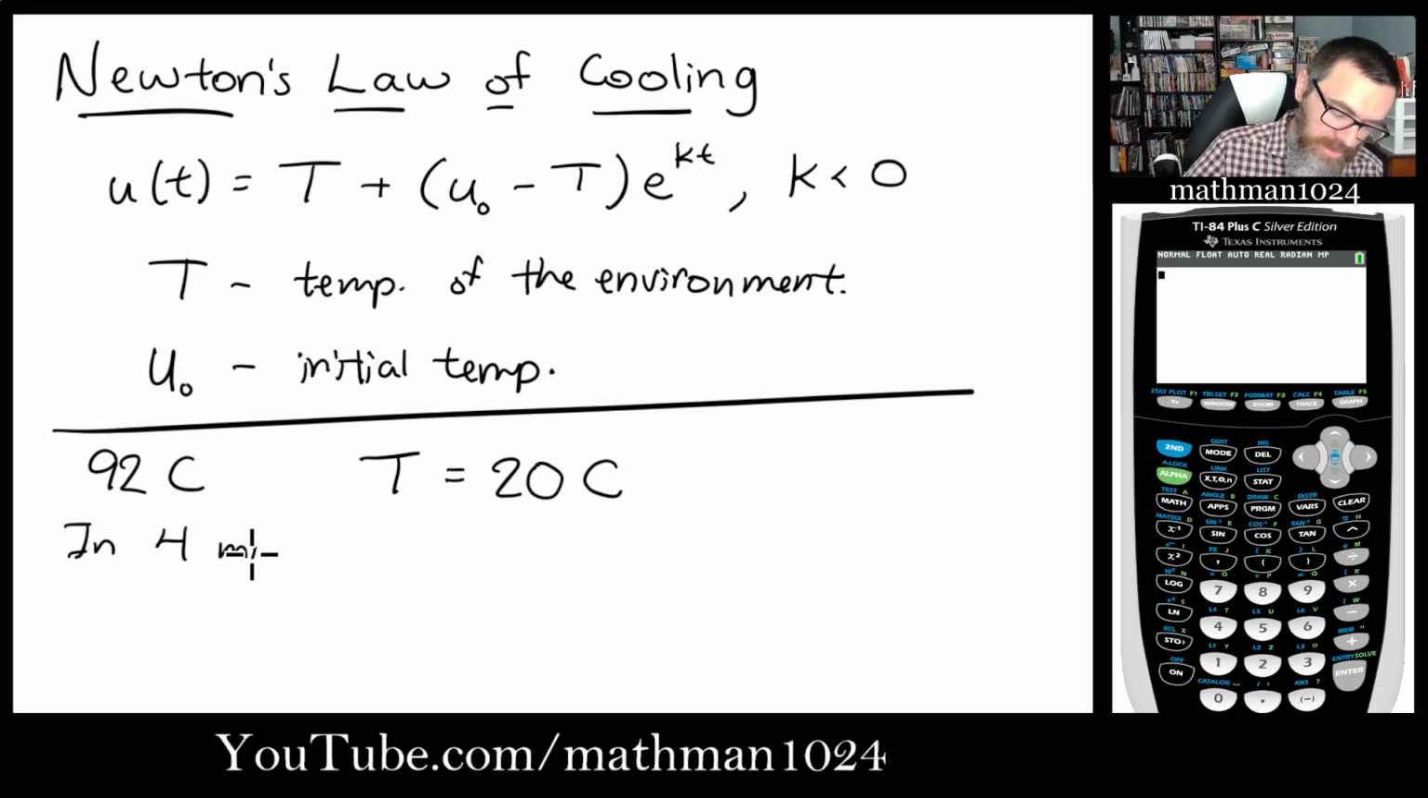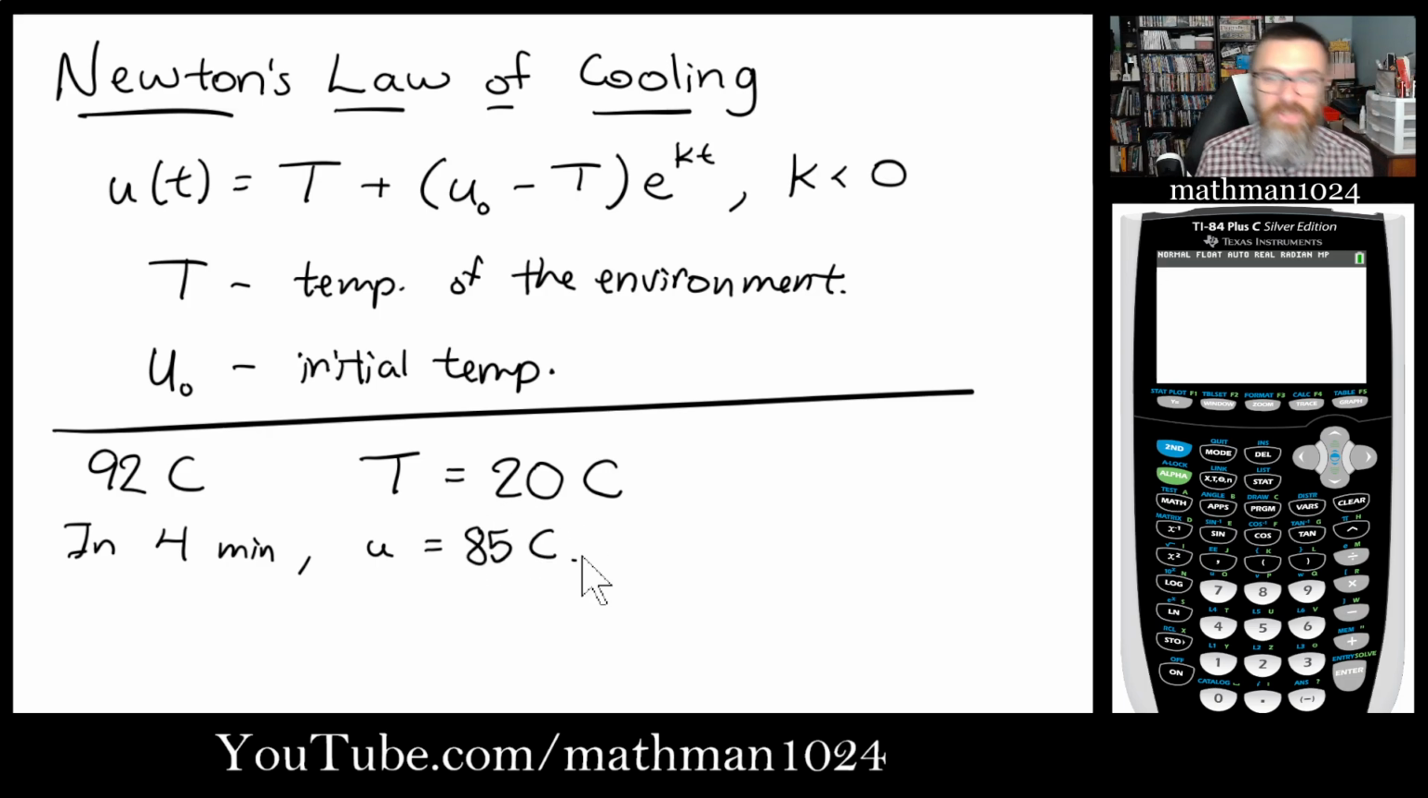in 4 minutes, the temperature is going to equal 85 degrees Celsius. So in 4 minutes, we've gone from 92 degrees down to 85 degrees. And the question is, when will the coffee be 60 degrees? Maybe you want a 60 degrees Celsius cup of coffee and you don't want anything hotter than that. So how long do you have to wait until it's cool enough? We might say, well, we don't have the rate. How do we figure that out?